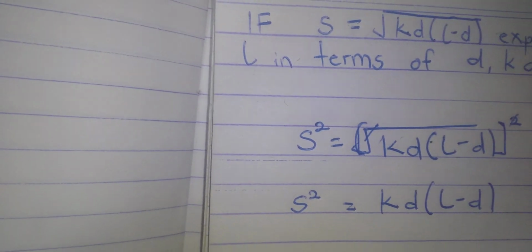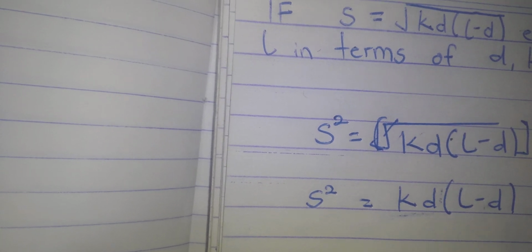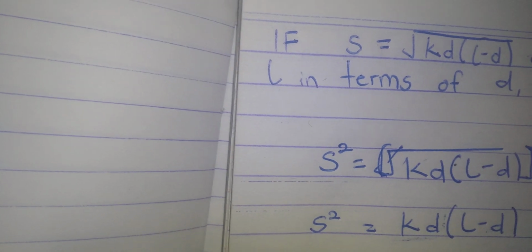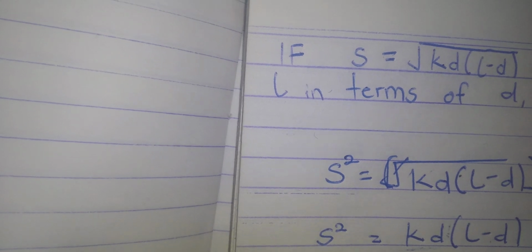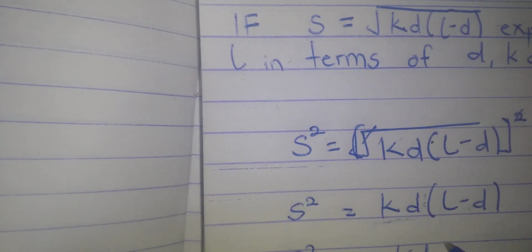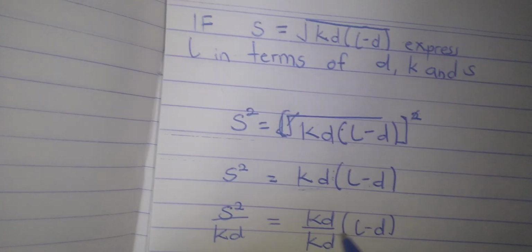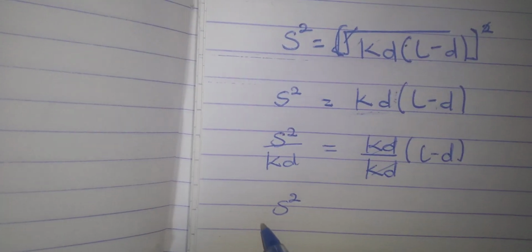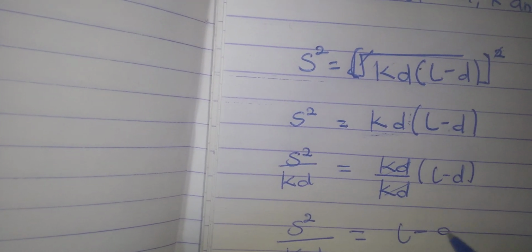Then remember, we want to make L the subject of the formula, so ideally we can remove this, since here there is a multiplication between these two. So I can just divide both sides by kd, so that I remove the kd from this side. Even this side I will divide by kd into L minus d. So the kd and the kd will cancel out. I remain with s squared over kd will give me my L minus d.